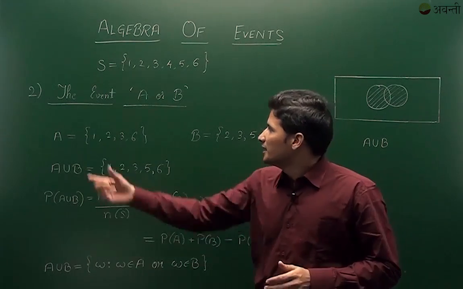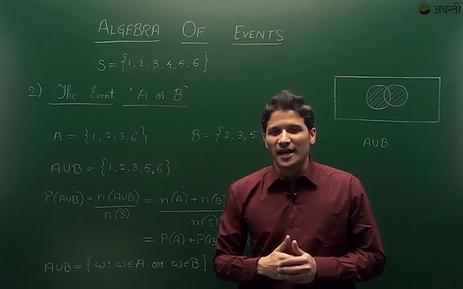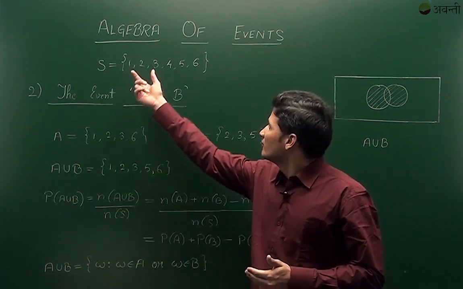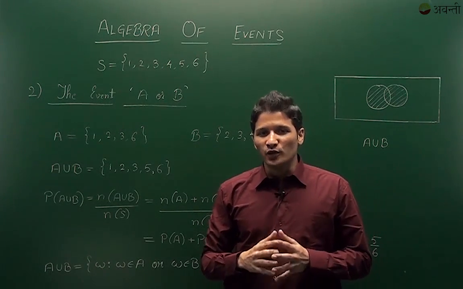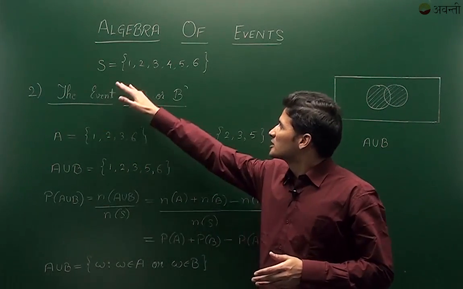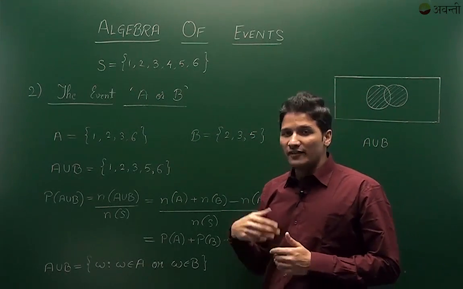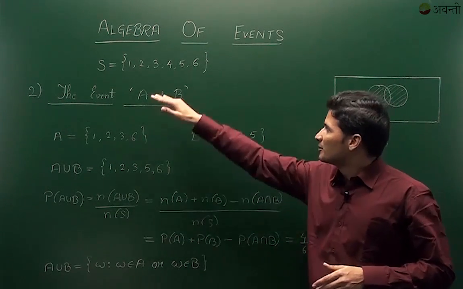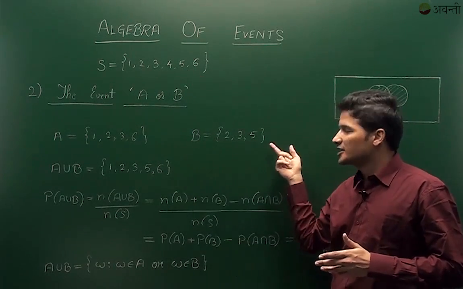Next concept is the event A or B, and to understand this concept we'll again use the same example, in which we rolled a dice and the outcomes we get are 1, 2, 3, 4, 5, 6, which form the sample space S. Now we'll define two events. Event A is the set of all divisors of 6. So in this sample space, the divisors of 6 are 1, 2, 3 and 6. And event B is an outcome which is a prime number. Out of this sample space, the prime numbers are 2, 3 and 5. So this is our set B.